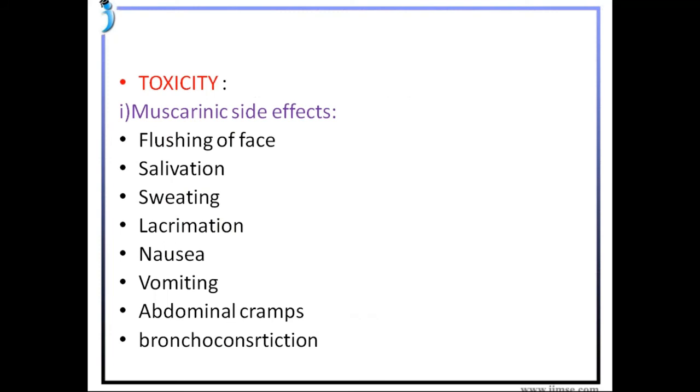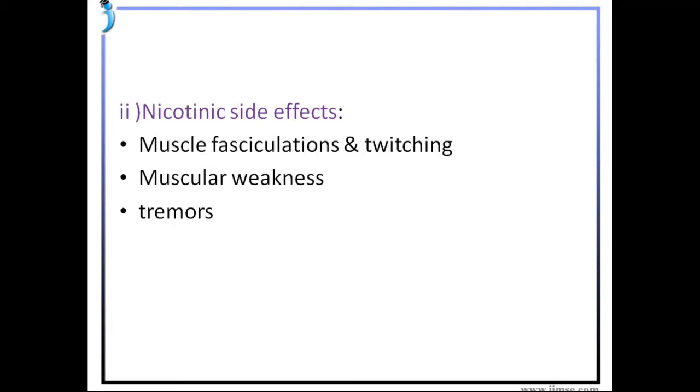When we are using these drugs, generally we tend to see toxicities. So what are the toxicities? There are two types of side effects we see under the management with anticholinesterases, that is muscarinic side effects and nicotinic side effects. Now, what are the muscarinic side effects? Flushing of face, salivation, that is excessive secretion, sweating, lacrimation, that is watering of eyes, nausea, vomiting, abdominal cramps, and bronchoconstriction. And what are the nicotinic type of side effects? Muscle fasciculations and twitching, muscular weakness, and tremors.